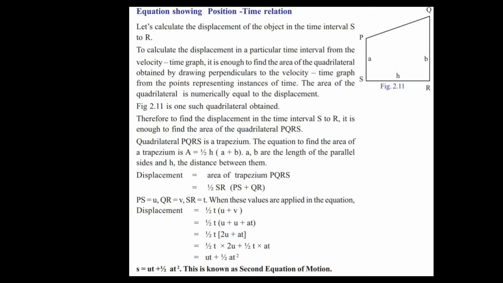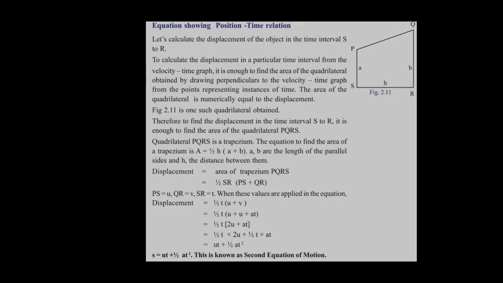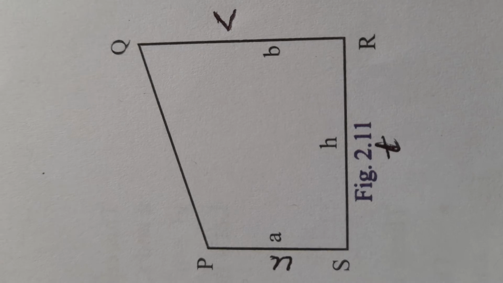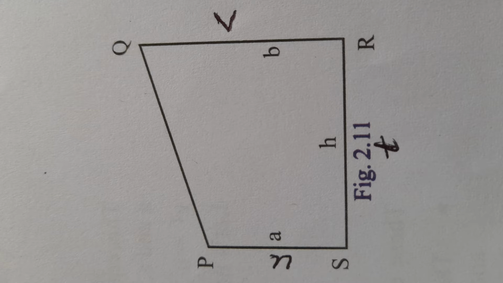Here we can say that the displacement of the object in a velocity-time graph is actually what? The area under the graph, that you have to remember. Here you can see last day's graphical representation. Here PS represents u, QR represents v, and SR represents t, that you can see from this. So the same graph we are discussing here also.